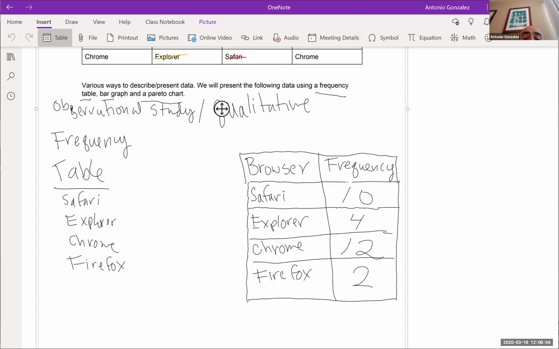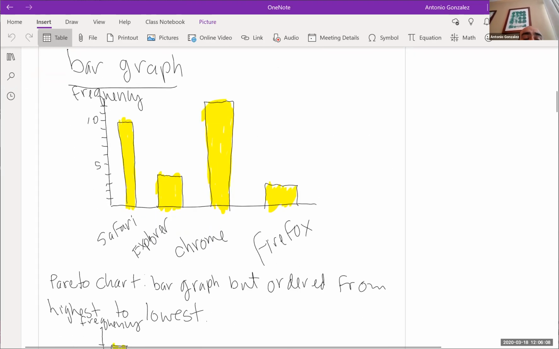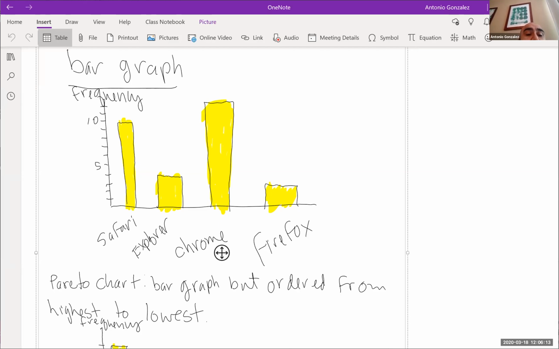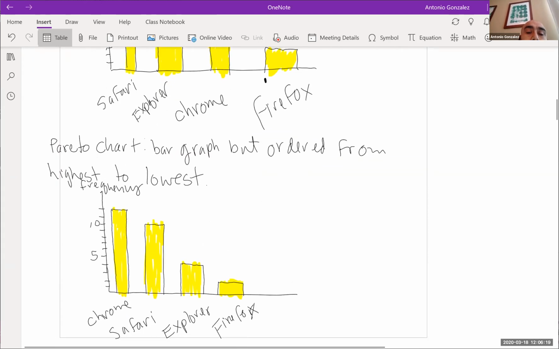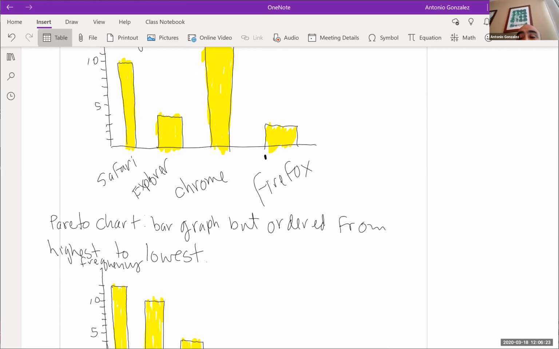Now, in terms of charts, we looked at a bar graph, where along the vertical axis was the frequency, and along the horizontal axis we had our data values, in this case the types of browsers.